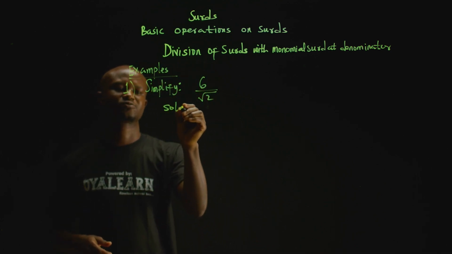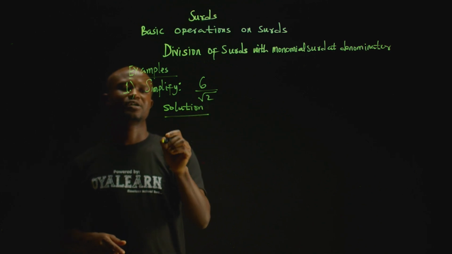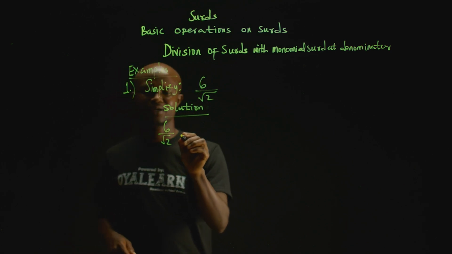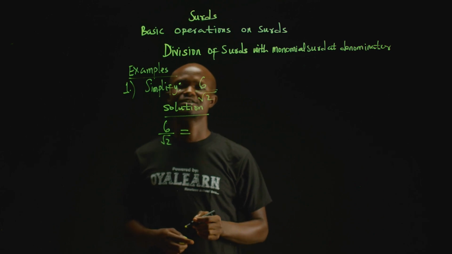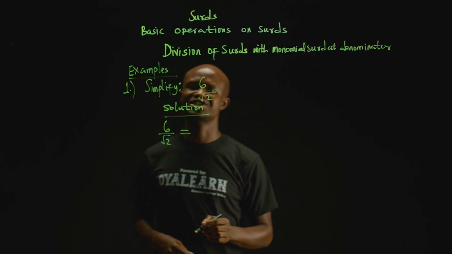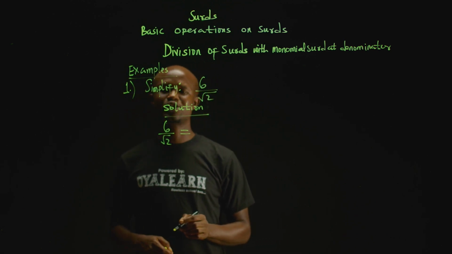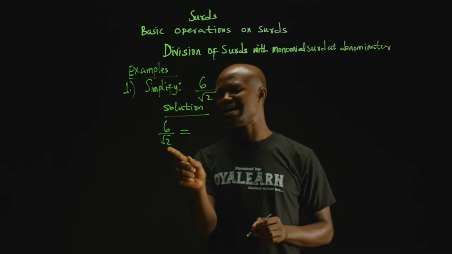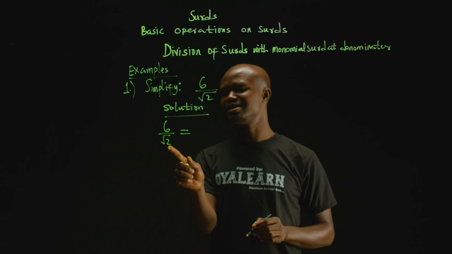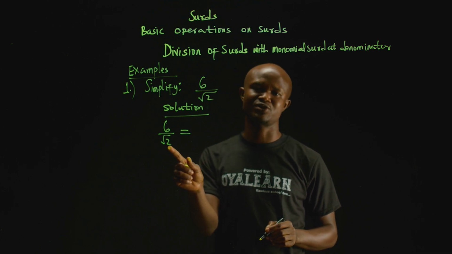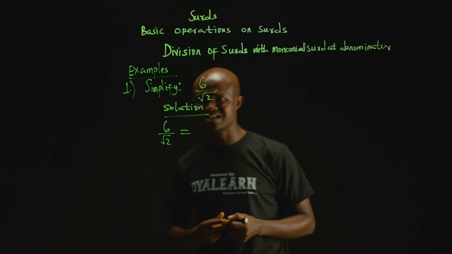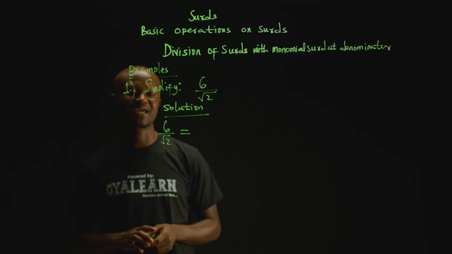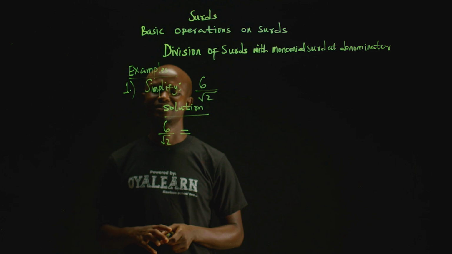Solution. Now we have 6 over root 2. Now we can simplify this using the process we call rationalization. How do we rationalize? The denominator we are having here is root 2, and this root 2 is an irrational number. So our aim for rationalizing is to ensure that the denominator becomes a rational number, because this is irrational.